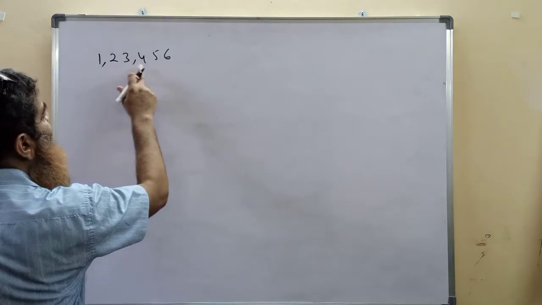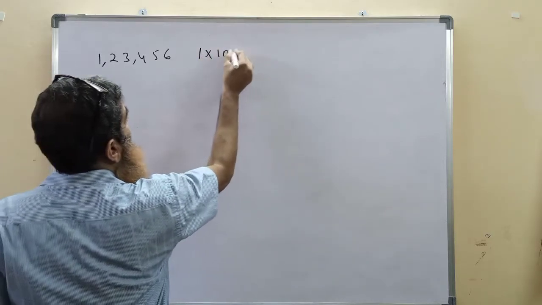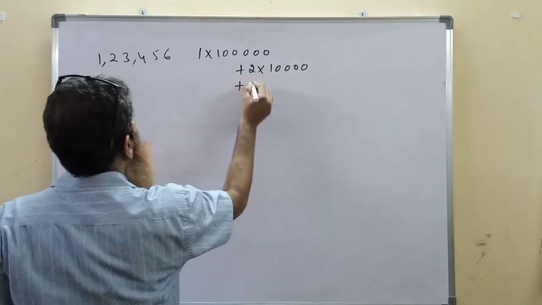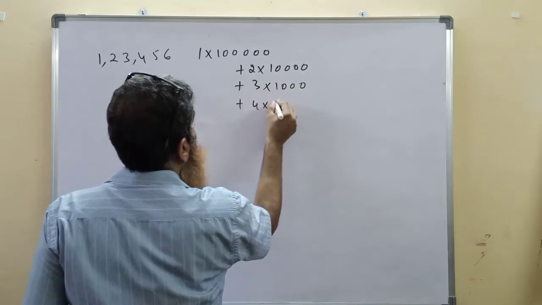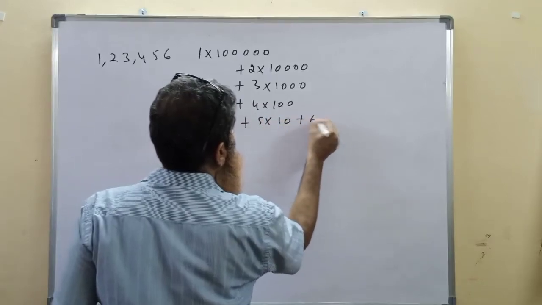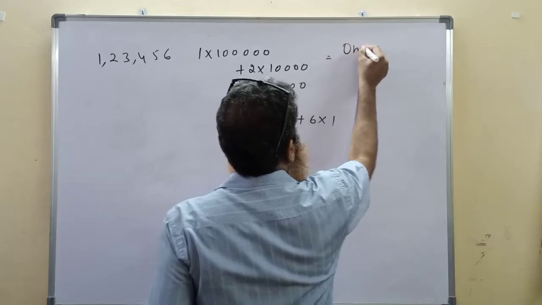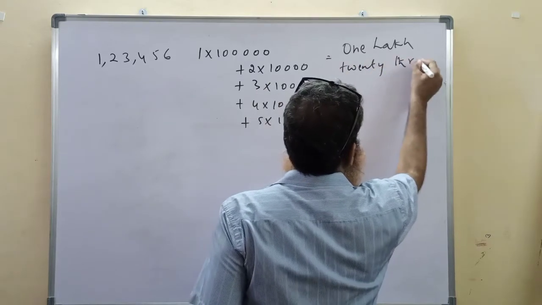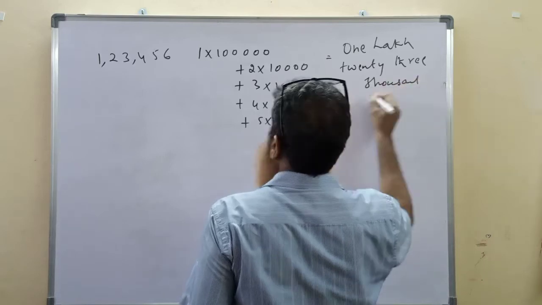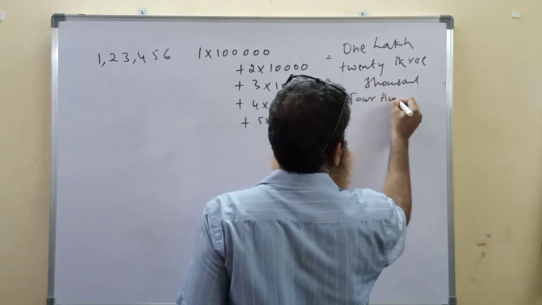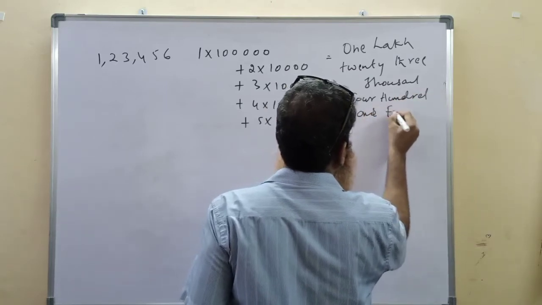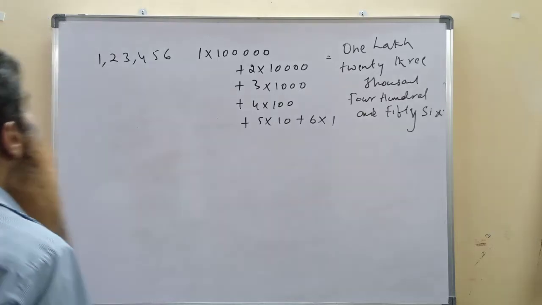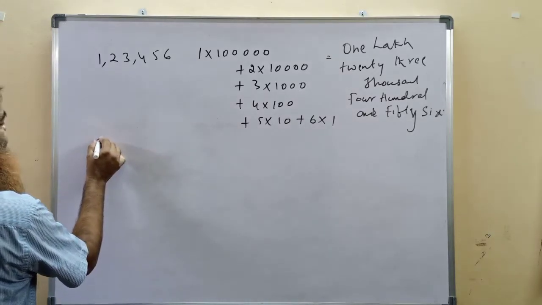So this is 1,23,456. 1 into 1 lakh plus 2 into 10,000 plus 3 into 1,000 plus 4 into 100 plus 5 into 10 plus 6 into 1. So that is 1,23,456.